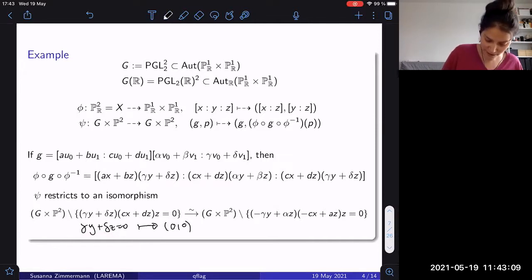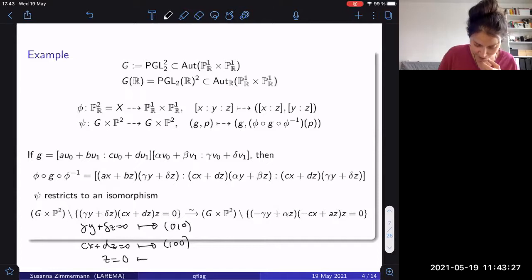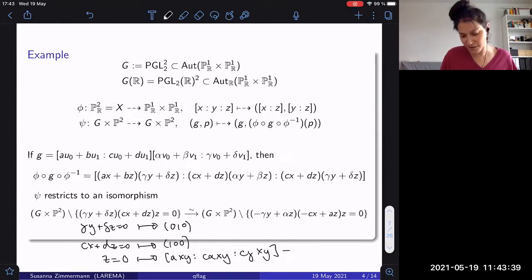The same way, cx plus dz equal to 0 is sent onto where we have 0, 0 here, so it's sent onto (1, 0, 0). And then the last line, z equal to 0, this is mapped onto (c alpha xy, c gamma xy). But generically speaking, this is the same as, oh, I forgot a gamma, (c alpha, c gamma). So also z equal to 0 is sent onto a point.